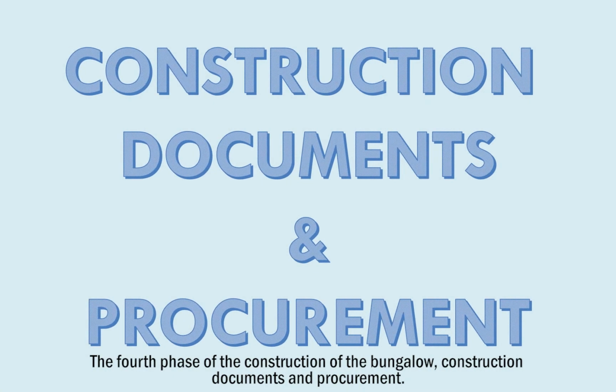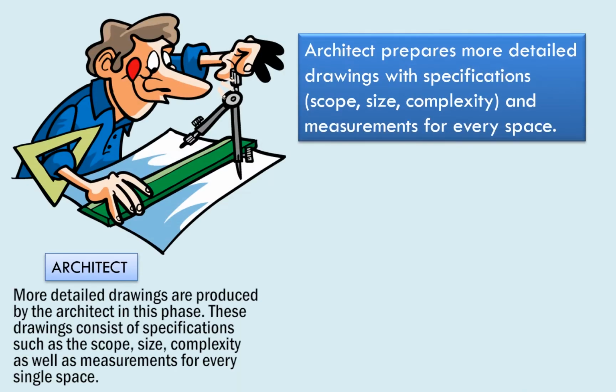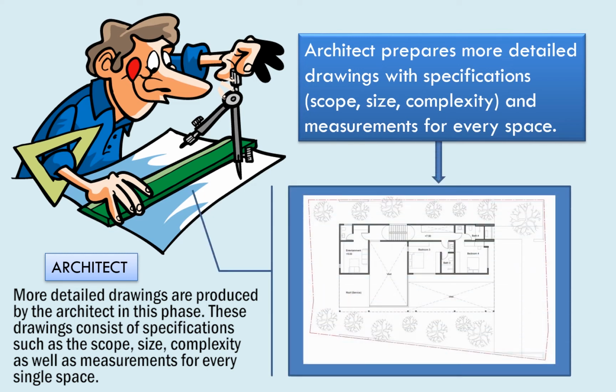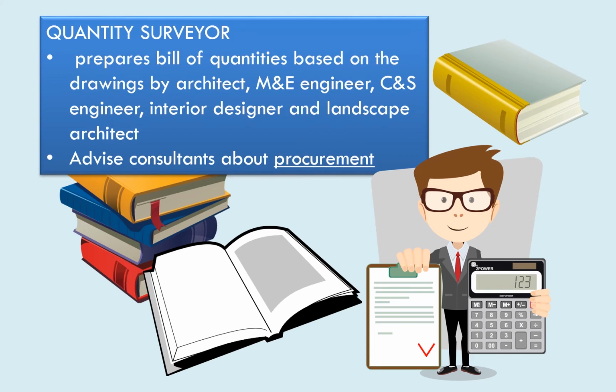The fourth phase of the construction of the bungalow, construction documents and procurement. More detailed drawings are produced by the architect in this phase. These drawings consist of specifications such as the scope, size, complexity, as well as measurements for every single space. The quantity surveyor prepares a bill of quantities based on the drawings produced by the architect, CNS engineer, M&E engineer, interior designer, and the landscape architect. He then advises all parties about the procurement.